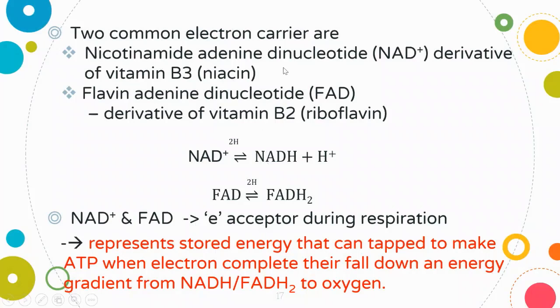There are two common electron carriers involved in cellular respiration, such as NAD positive and FAD. So both of the electron carriers are derived from vitamins. NAD positive is derived from vitamin B3 and FAD is derived from vitamin B2.